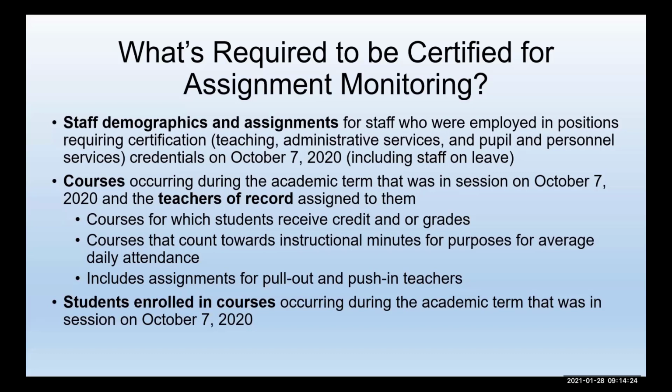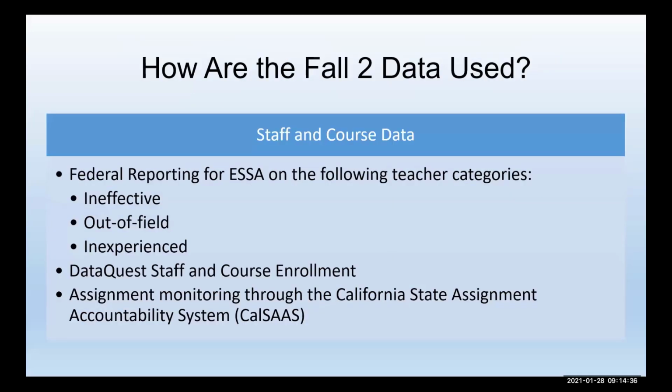Also, you are reporting the students enrolled in each of those courses occurring during the academic term that was in session on Census Day. The Fall 2 data that you submit to CALPADS is used for several reasons. For the last couple of years, it has been used for federal reporting for ESSA on the following teacher categories: ineffective teachers, out-of-field teachers, and inexperienced teachers.